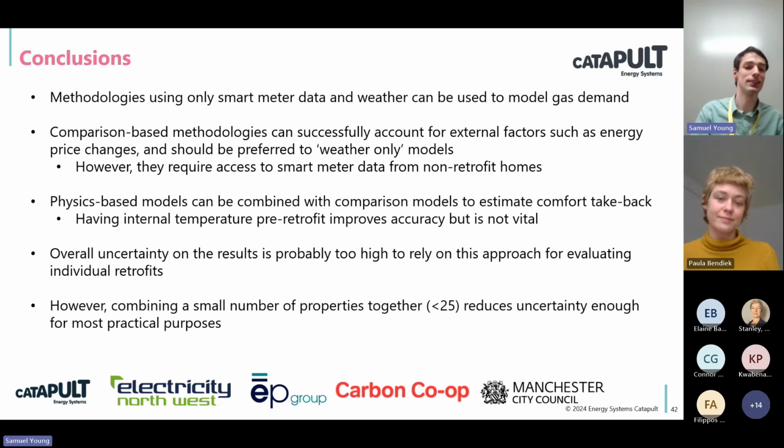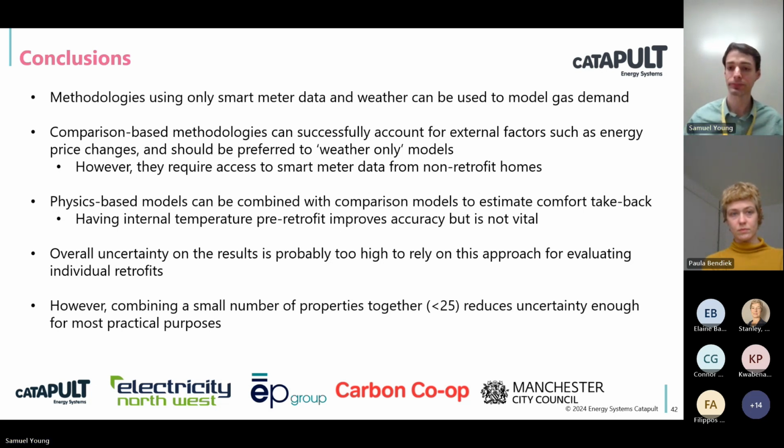I think the reality is, if you're trying to get an individual property measured and understood in lots of detail, then you probably have to go down the route of more sensors and building a physics-based model of the home. The OpenEEMeter and comparison group approach isn't really designed for allowing you to tweak and tweak and tweak on an individual home level.